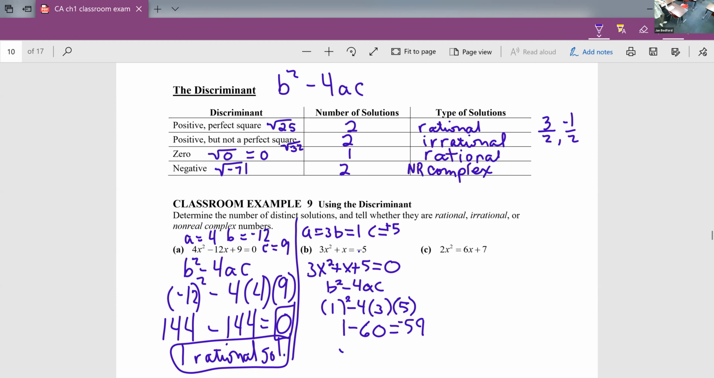Okay, that number is called the what? The discriminant. Good, and it is negative. So what does that tell you about how many solutions and what kind, Taylor? It has 2 solutions and it's non-real complex. So very good. She said 2 non-real complex solutions. Good job. Okay, does that make sense?